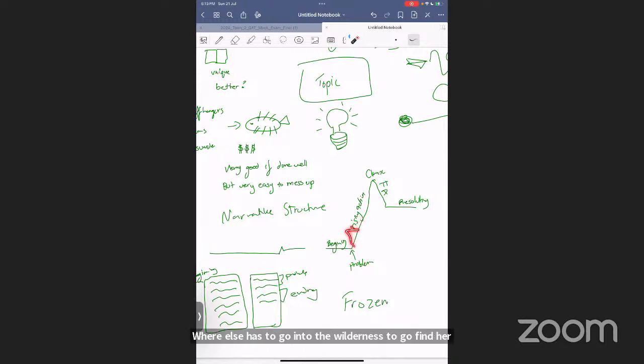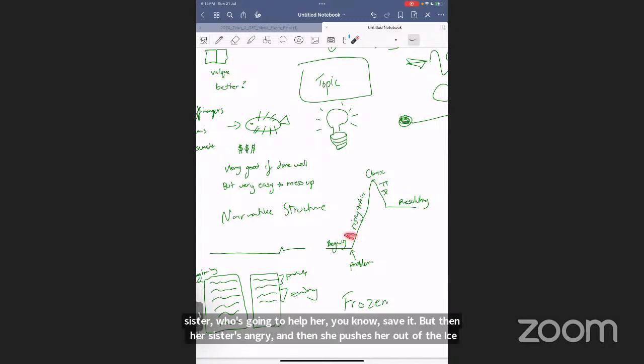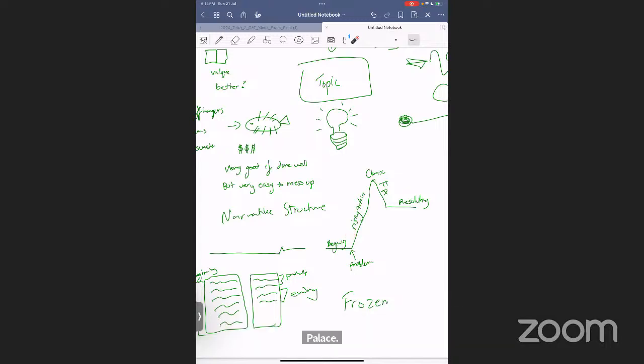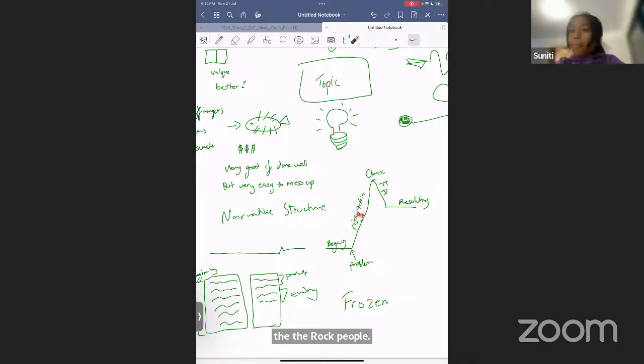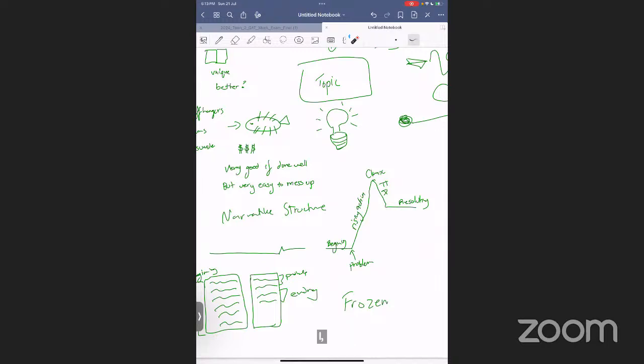But then her sister's angry, and she pushes her out of the ice palace. And now she's stuck with this snowman called Olaf, and she's with this guy called Kristoff. And then they meet, was it the trolls that they meet? The rock people? Yes. I think they meet those. No, that's at the starting.